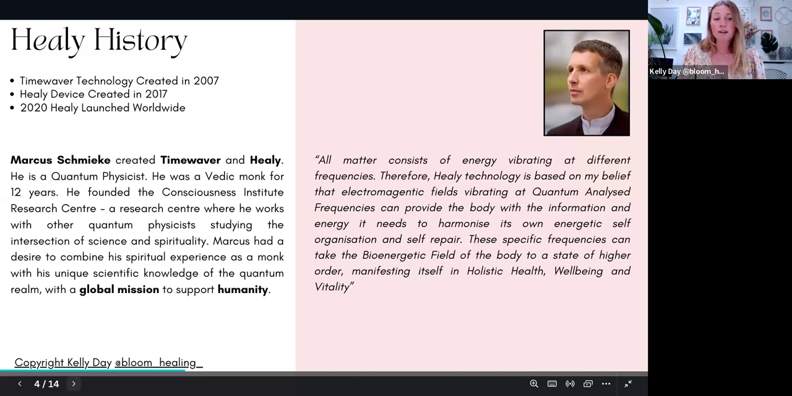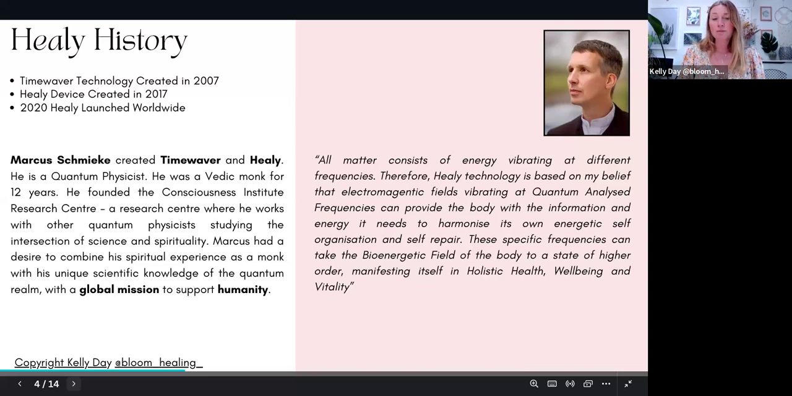He was a Vedic monk for 12 years, and he also founded the Consciousness Institute Research Center, where he works with other quantum physicists studying the intersection of science and spirituality. He has this desire to combine his spiritual experience and knowledge as a monk with his specific knowledge and wisdom from the quantum realm. And he has this beautiful global mission to support humanity with these technologies.